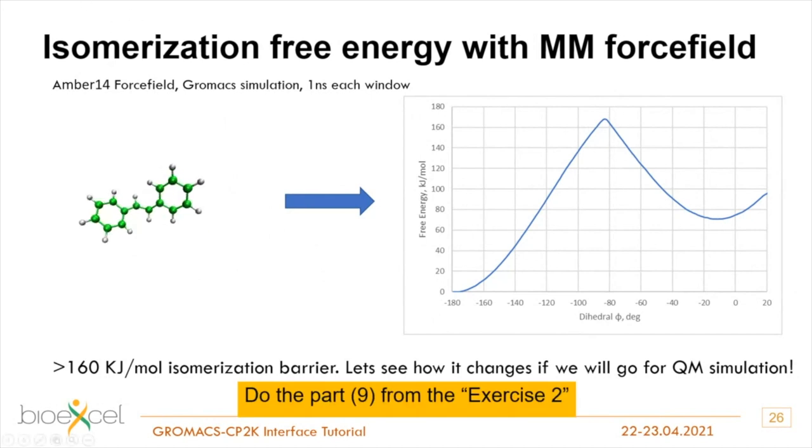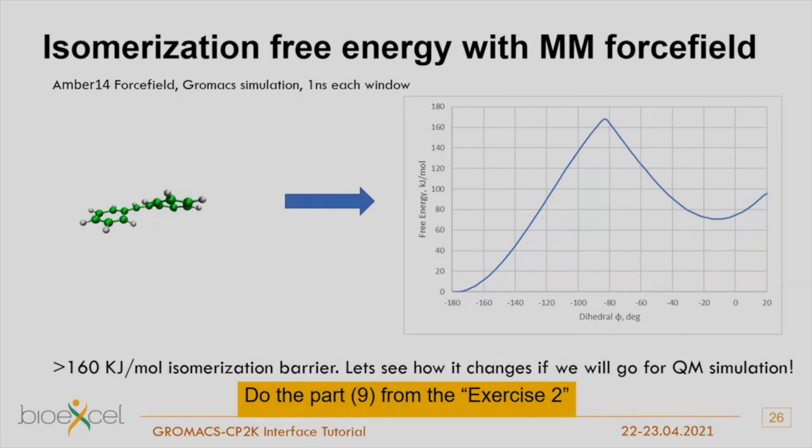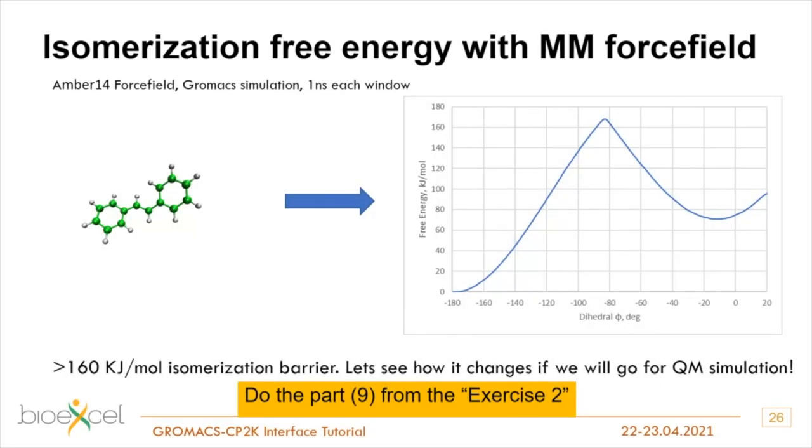So please do part 9, copy your output result. You can finish exercise 2 part 9, and after lunch, I will convolve the profile and show you the result. So just do up to part 9 and then go for lunch, yeah? That's the idea. Please do not forget to copy also the pull x xvg files, because I see that some people forget to do so, because there are 10 TPR files and only 8 xvg files. We need both of them.